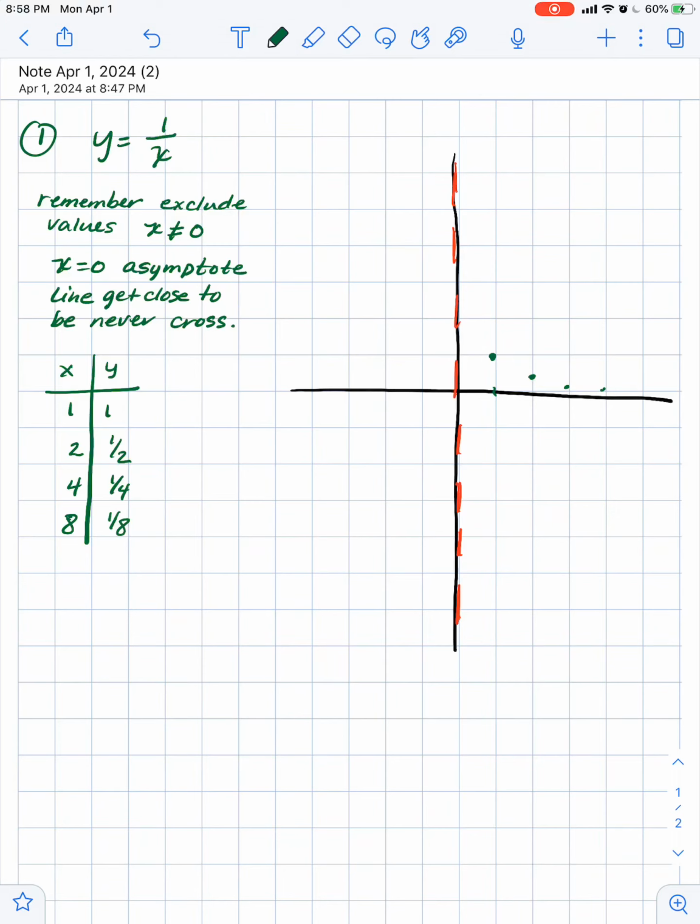And again, it's going to keep getting closer and closer. Mine looks like it did touch, but just think about that. I could go up to 100, and I would still just be at 1/100th, so I'm not actually going to touch that line. Now let's look over on the other side.